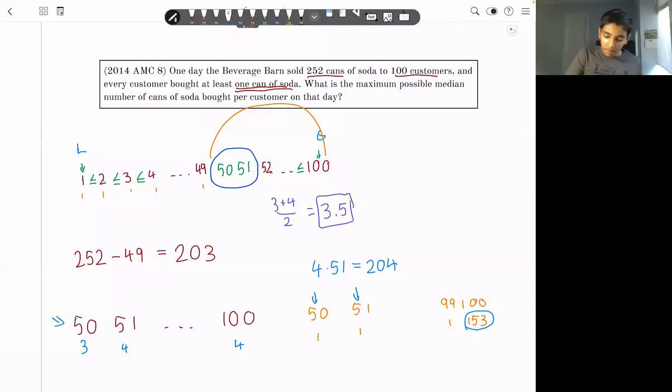So any questions on this problem? And don't feel bad to ask questions because this is a very tricky problem. Okay, we'll move on if there are no questions.